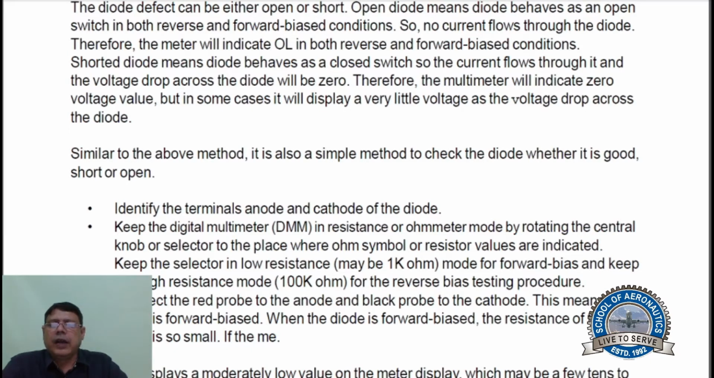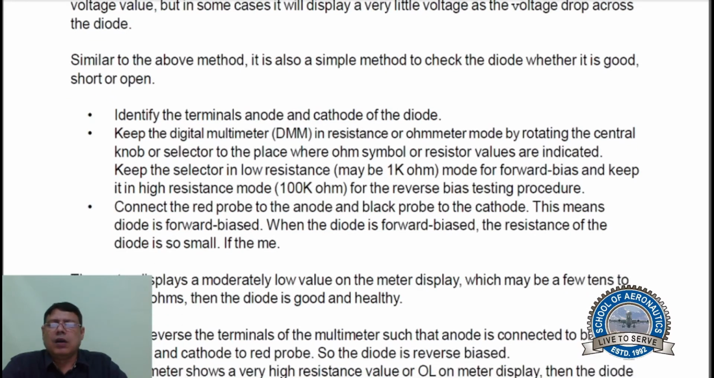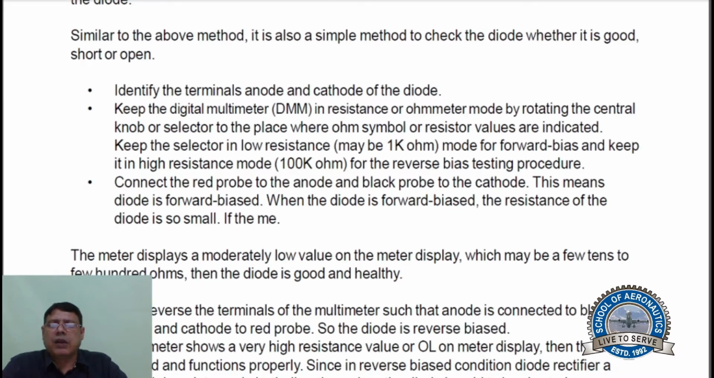Connect the red probe to the anode and the black probe to the cathode. This means the diode is forward biased. When the diode is forward biased, the resistance of the diode is small. If the meter shows a correspondingly low value, which may be a few tens to a few hundred ohms, then the diode is good and healthy.